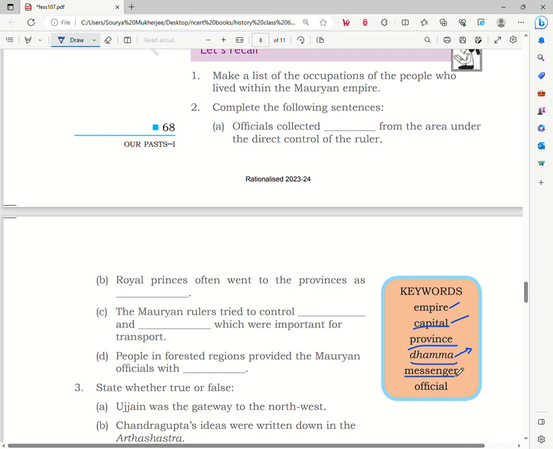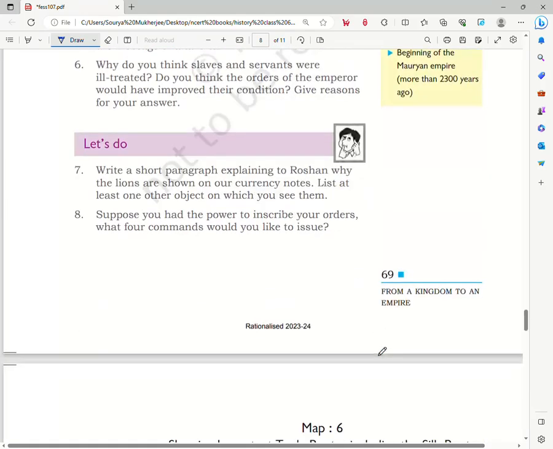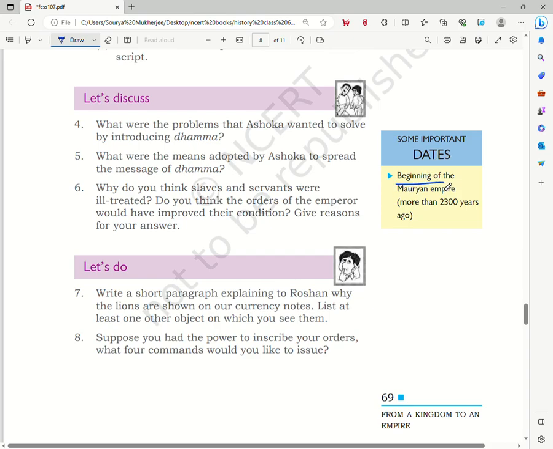A messenger was a person who used to carry messages from one place to another. These were royal messengers of the king, and we saw the case of the religious messengers that were sent out by Ashoka to other countries. And then there are the officials. These are the officials who are in charge of different aspects of running the empire, like taxation, administration, the military, army, trade, agriculture, and so on. The important date: the beginning of the Mauryan empire is 2300 years ago.